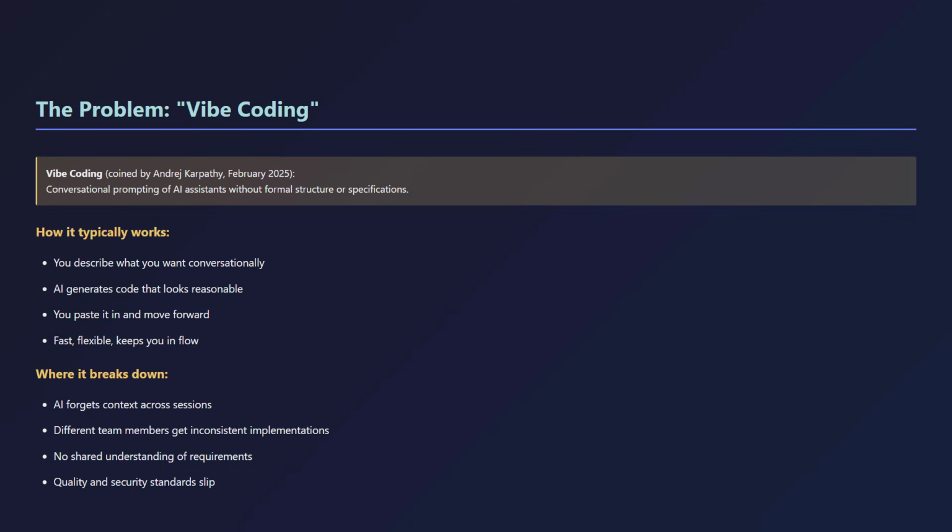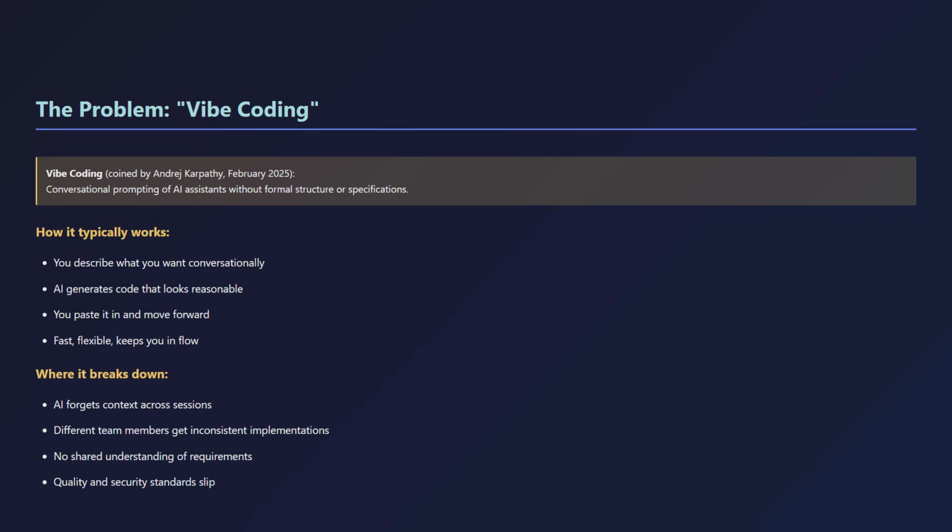This approach has real advantages. It is fast, it is flexible, it keeps you in the flow. For prototyping or exploring new ideas, vibe coding can be incredibly productive. But here is what happens when you rely on vibe coding for production systems. The AI forgets important context between sessions. Different team members prompt the AI differently and get inconsistent implementations. There is no alignment mechanism to ensure we are all building the same thing. And when quality, security, and maintainability matter, which they do for production, vibe coding breaks down.